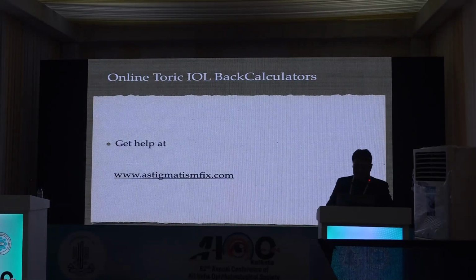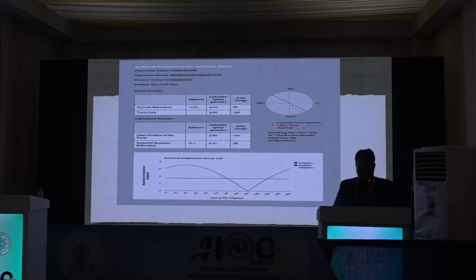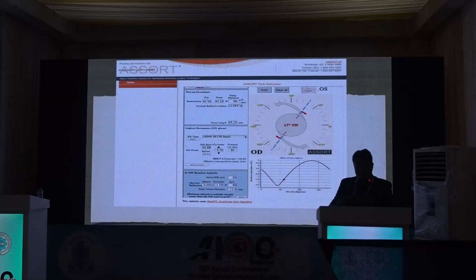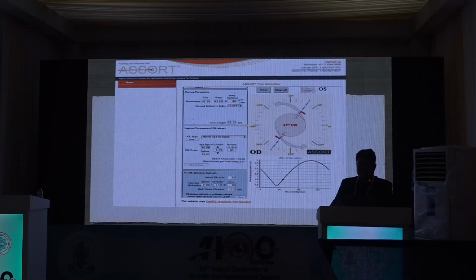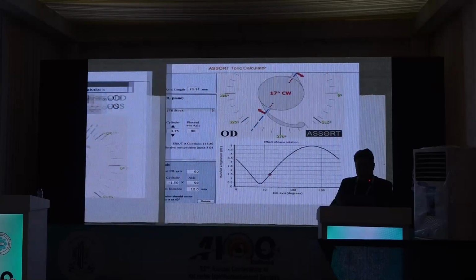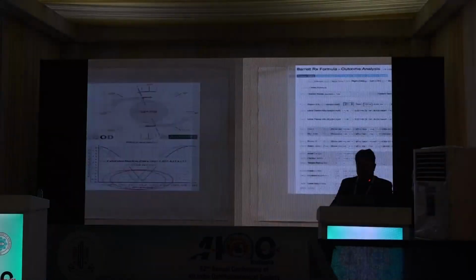This is astigmatismfix.com, which is developed by Abhay and Hardin. What you essentially need as data is the current refraction of the patient right now, and the IOL axis where the toric IOL is currently sitting. If you feed in this data, this calculator gives you the rotation required to correct the residual cylinder. This is the ASCRS toric calculator, which can also be used. The same data is fed into all these types of calculators. So these are various calculators.